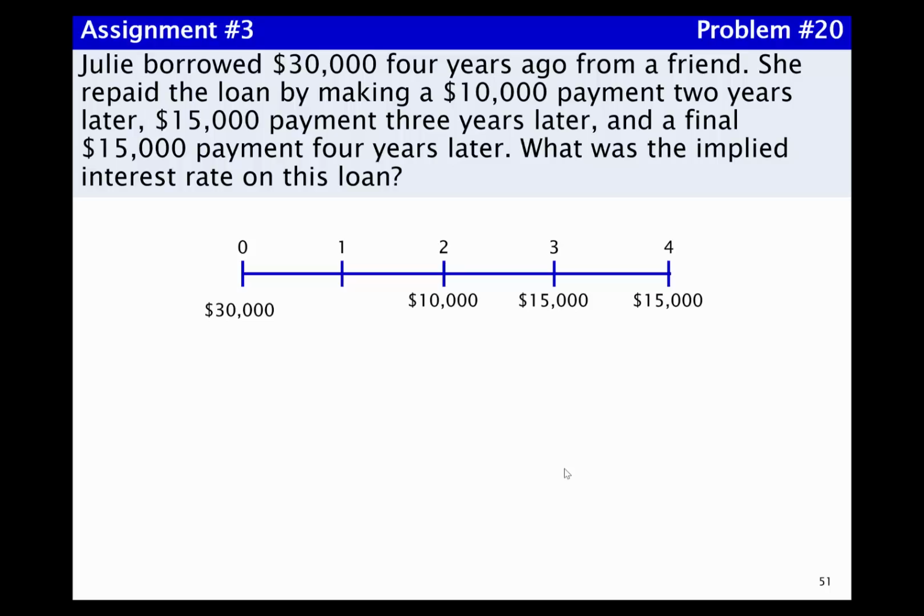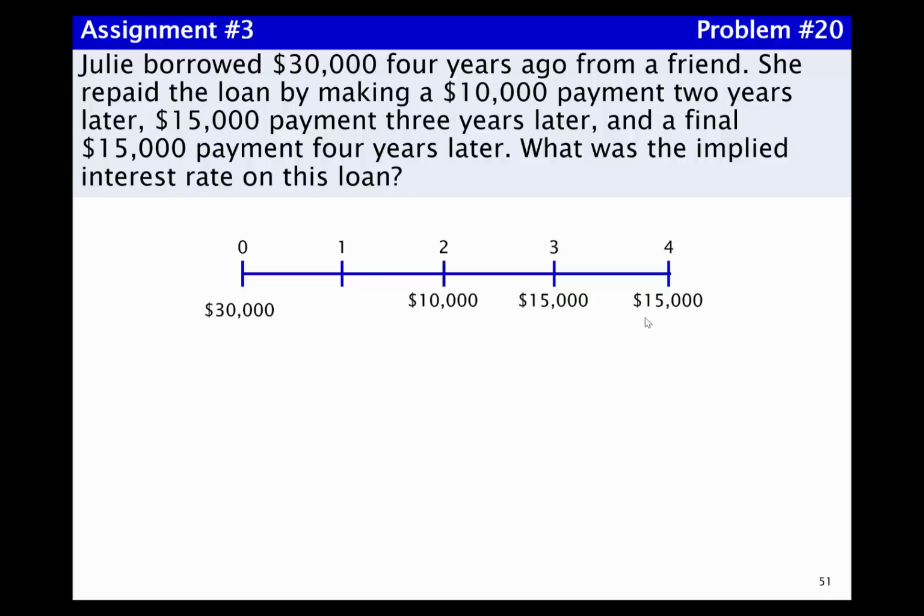Number 20. Julie borrowed $30,000 4 years ago from a friend. We'll see what kind of friend she is here in a second. She repaid the loan by making a $10,000 payment 2 years later. So there's no payment after 1 year. You can see that in the time diagram here. She borrowed $30,000. She made a $10,000 payment 2 years later, and then $15,000 payments in year 3 and year 4. Okay. What's the implied interest rate on this loan?